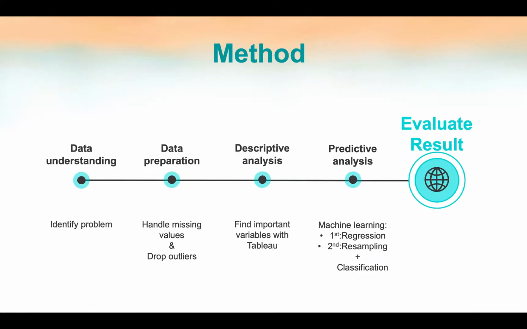And there are five steps in the method. The first one is data understanding, the second one is data preparation, the third one is the descriptive analysis, and the fourth one is the predictive analysis. And the last step is I will evaluate the results and find the best machine learning algorithm.